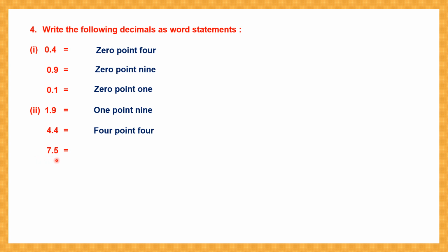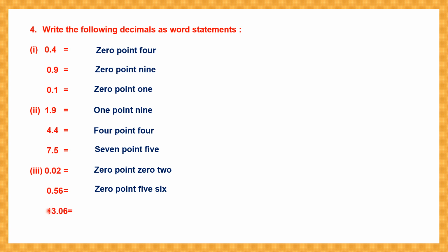Next, 7.5. Then 0.02. We have to read out each digit. 0.02. Next one. Now here 0. We don't say 56. We read out each digit separately. 0.56. Next one. Before the point we read the number because it's a whole number.